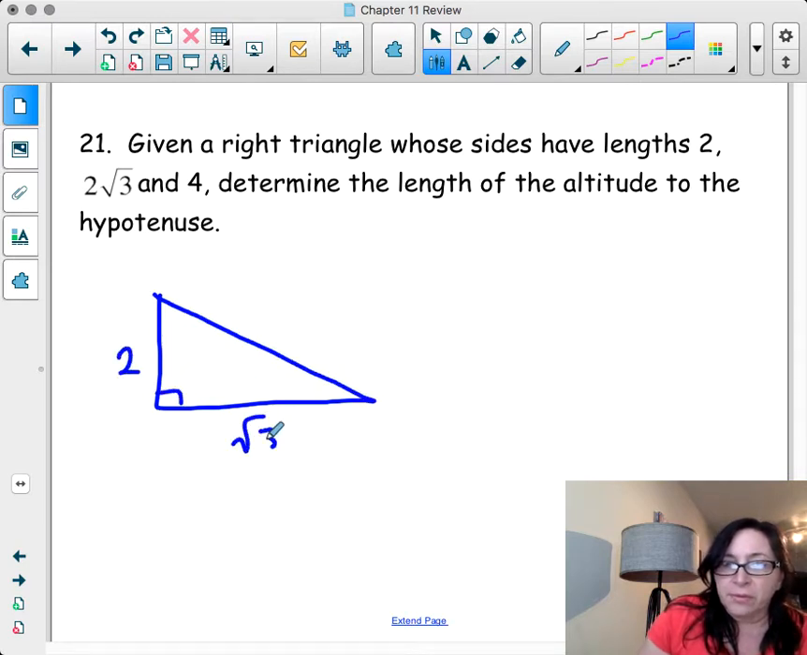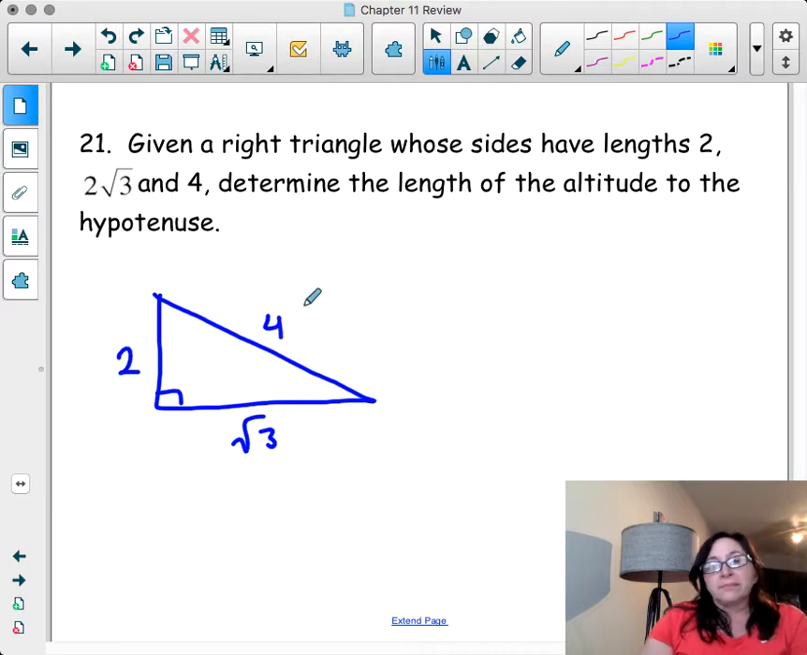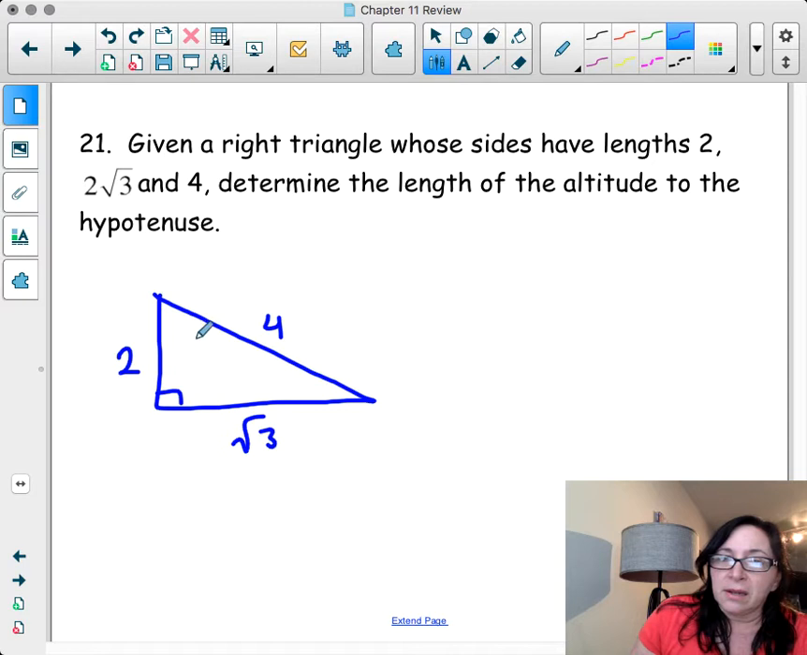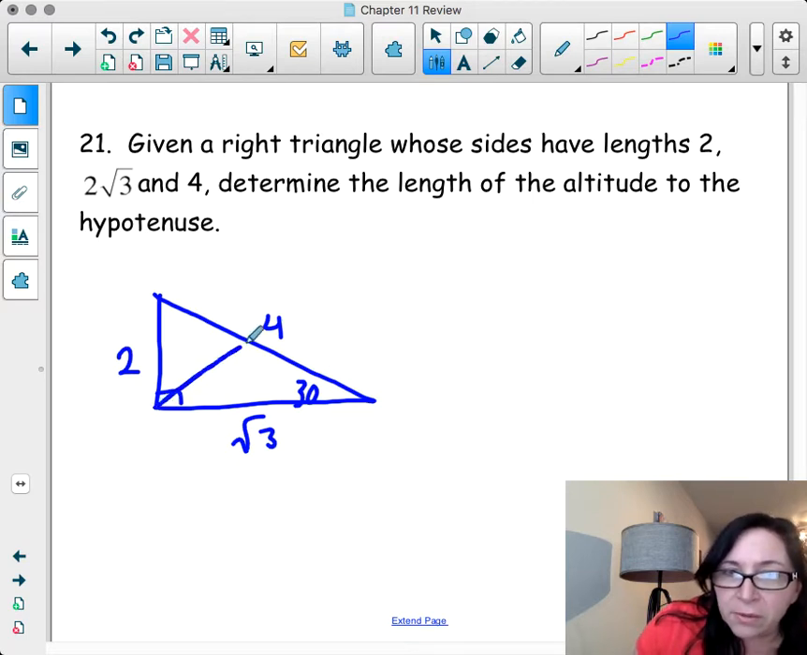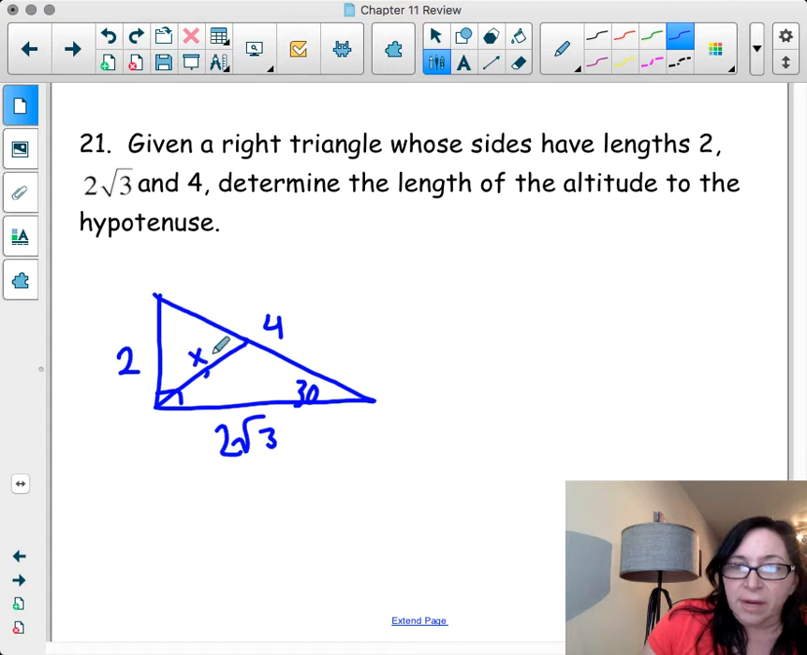2, root 3, and 4. So what I notice about this right triangle is that this is double. That only happens when you have a 30, 60, 90 right triangle. And so if that's 30, that's double, so 2. What they want to know is this right here. This is 2 root 3. What they want to know is this length right here.